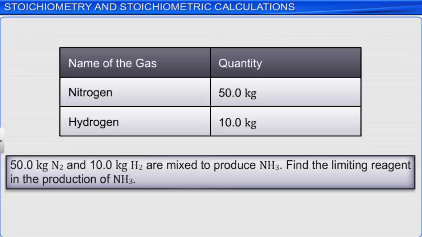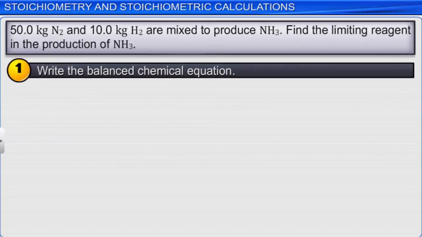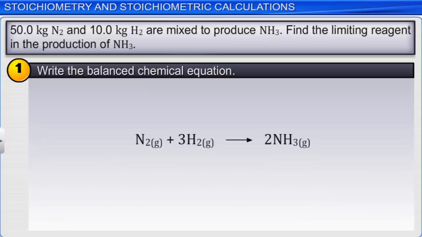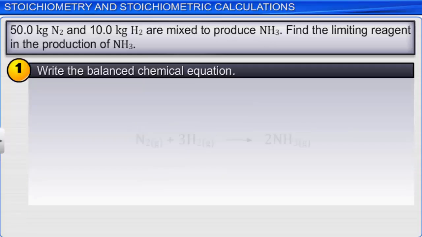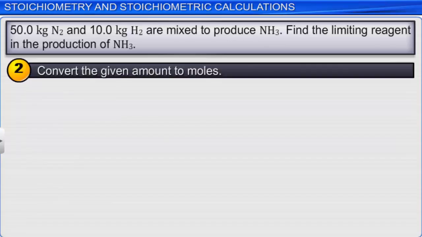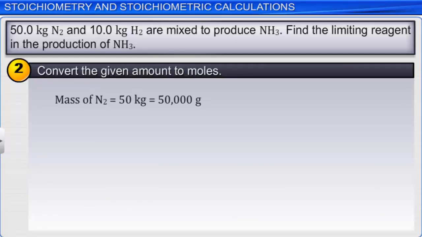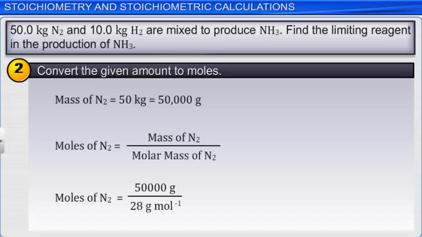Let's understand how to calculate limiting reagents from this example. Assume that we mix 50 kg of nitrogen gas and 10 kg of hydrogen gas to produce ammonia gas. Here, we have to determine the limiting reagent during the production of ammonia. First, we have to write the balanced chemical equation of the reaction. Next, we have to convert the given amount into moles. First, we'll convert the mass of nitrogen into grams, and then apply the formula to find the moles, which is 1785.7.